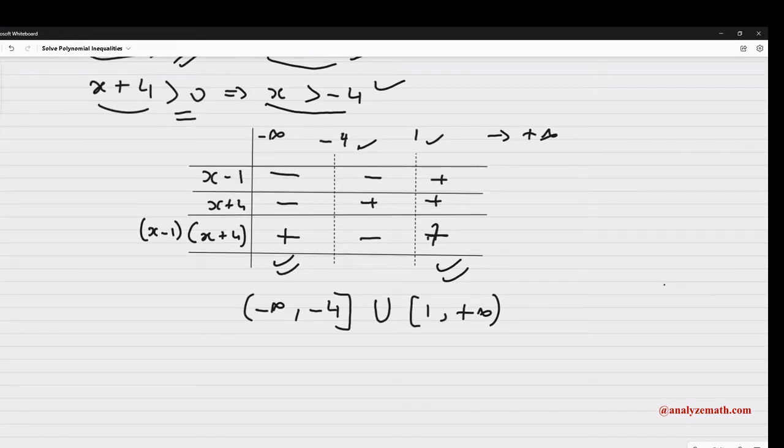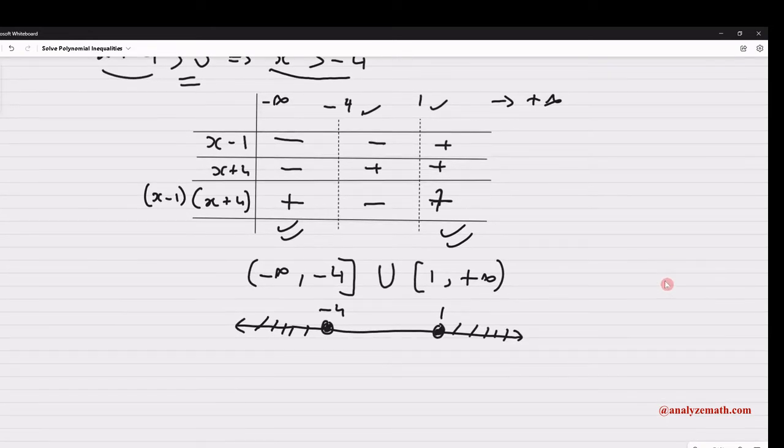Now I think it would have been better to put the number line first, but it's okay, no problem. So the number line will look like this: minus 4, 1. Now equal to 0 is accepted because minus 4 and 1 put at least one of the factors equal to 0. So this is minus infinity to minus 4, and this is 1 to plus infinity.